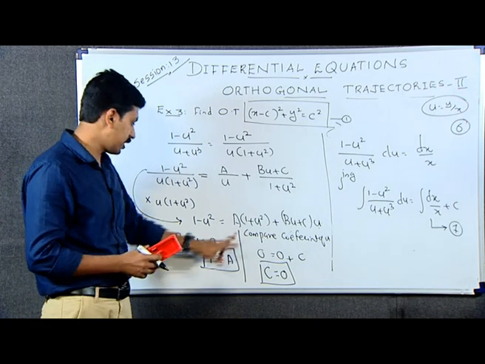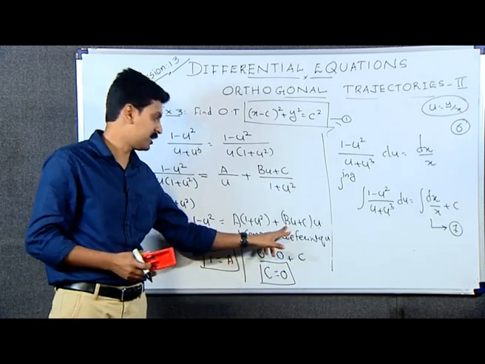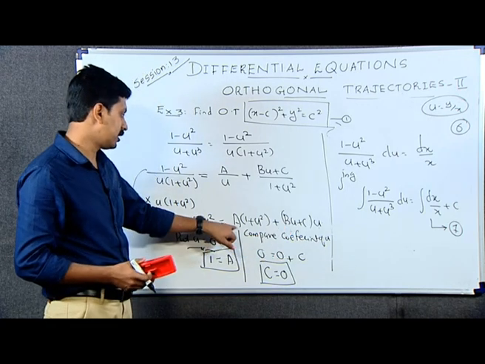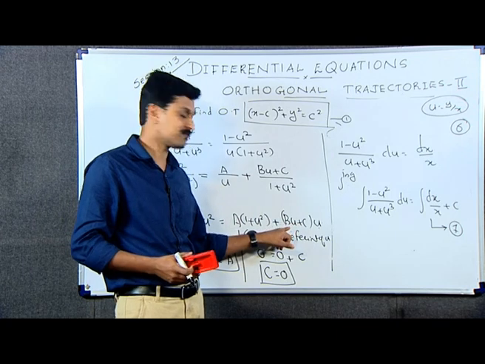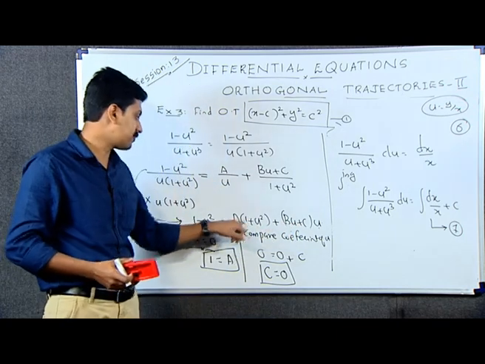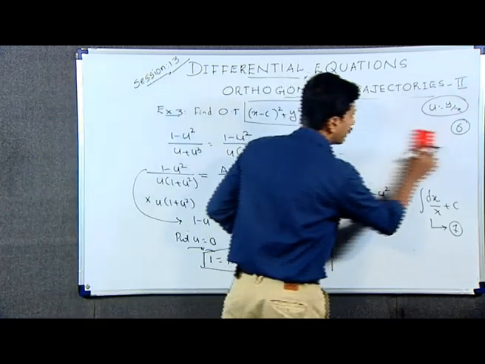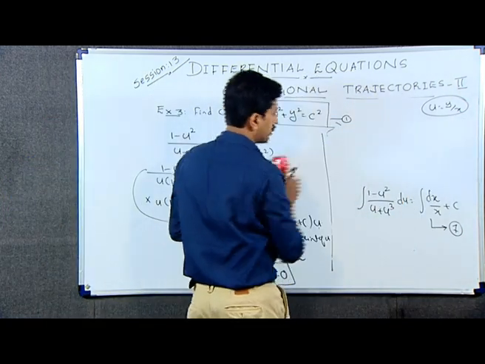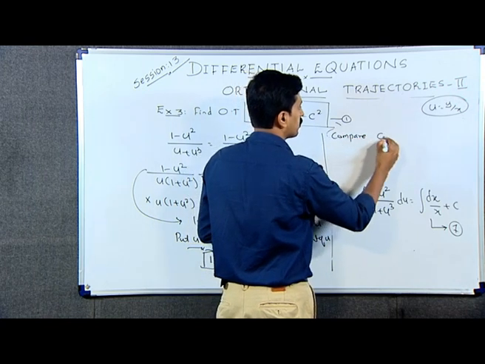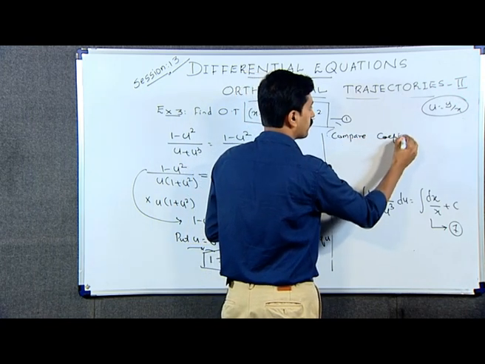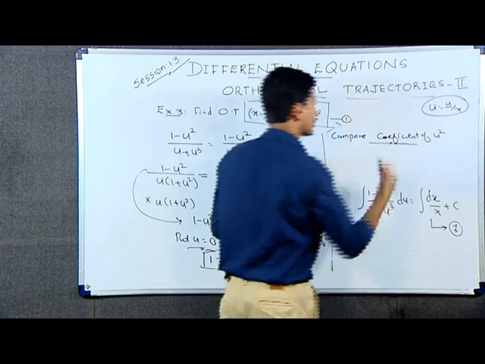Now, we found a and c, it remains only to find b. How will we find b? Here b is a coefficient of u square, and a is also a coefficient of u square; here is a term of u square. So, compare the coefficient of u square.